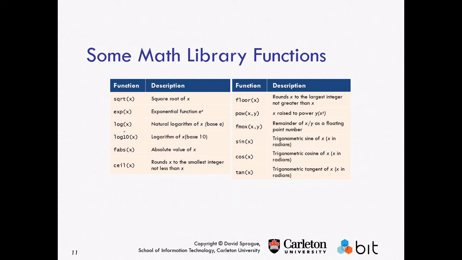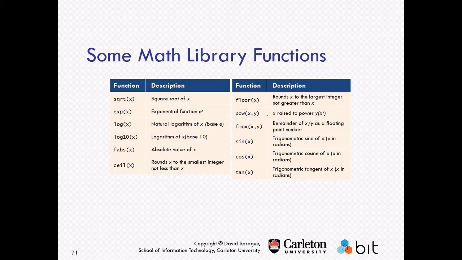I can say log base 10, figure what that is, right? The absolute value of x, return that. The ceiling of x, which is rounding up exclusively. Floor, rounding down exclusively. Power, so x to the power of y. So if I put in 2, 3, it's 2 to the power of 3. Gives me 8. Remainder of x with y as a floating point number.